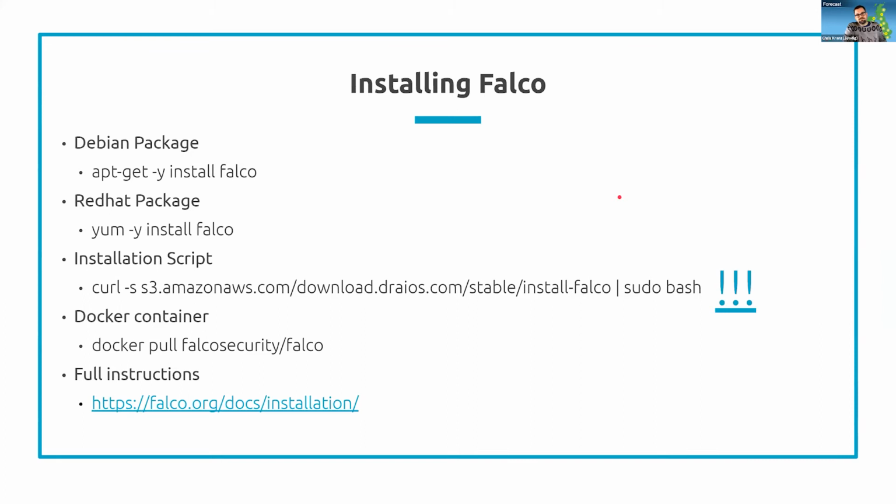There are multiple ways of installing Falco. This is covered on the website. I'm not going to go through all of these. Of course, as a security product, we have a curl sudo bash command. These three exclamation marks take you to a blog post that tells you why this is a really bad idea. Please download the install script, check it first, then run it. But if you really, really trust us, which you shouldn't, don't trust anyone basically, then you can run this command and get quickly up and running.